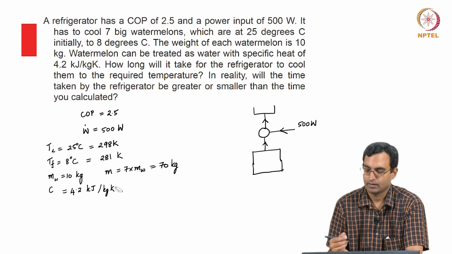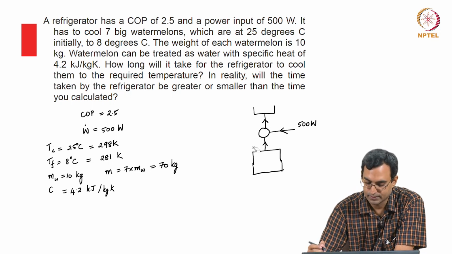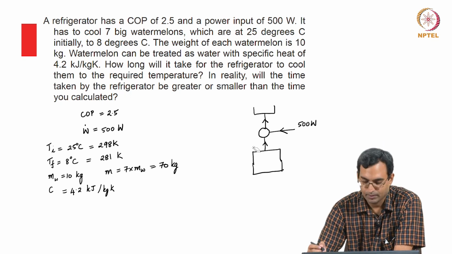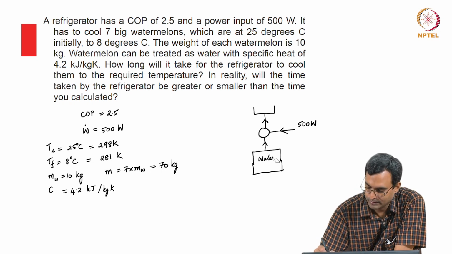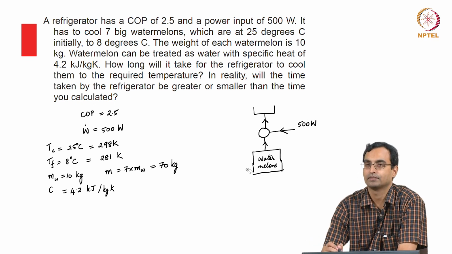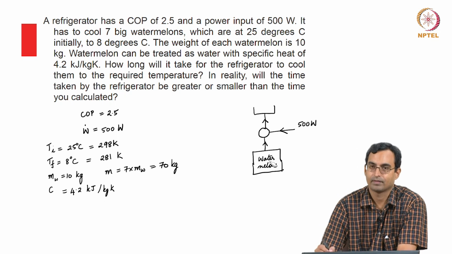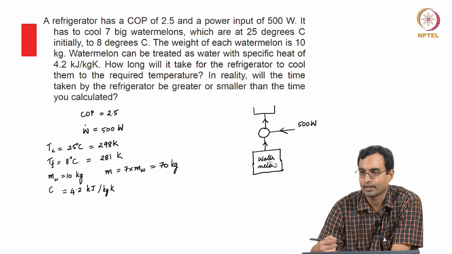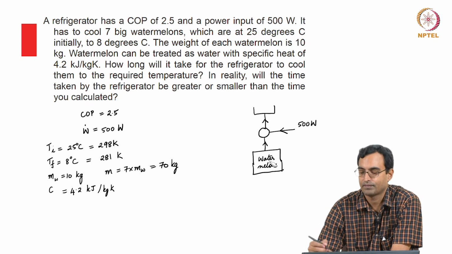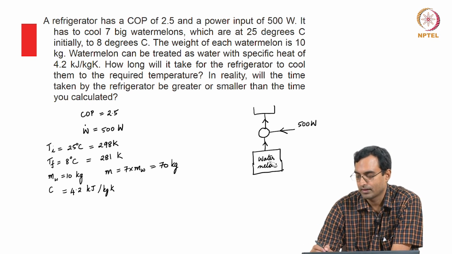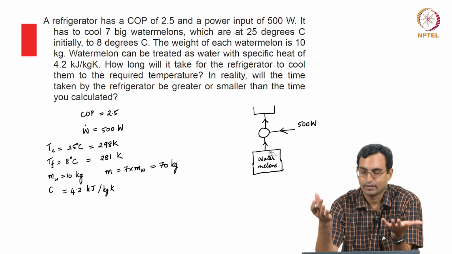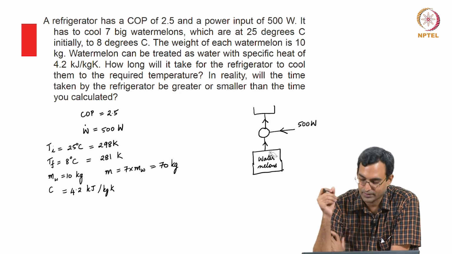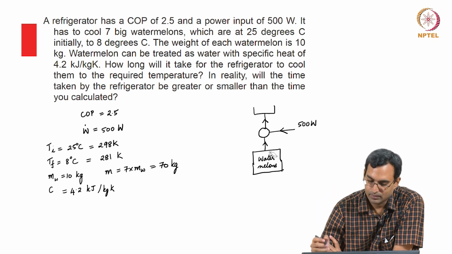Okay. So we want to know the time it will take to cool this. So we are going to make some assumptions here. First is we are putting the watermelons inside this. We are going to assume that the temperature of this refrigerator is the temperature of the watermelons. So we are putting the watermelons and then starting to cool it. The refrigerator is already not cold. Secondly, we are going to assume that we are cooling only the watermelons and not the insides of the refrigerator, or there is nothing else in the refrigerator and so on.